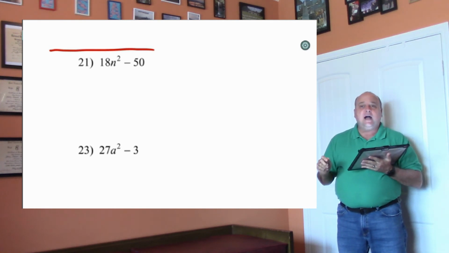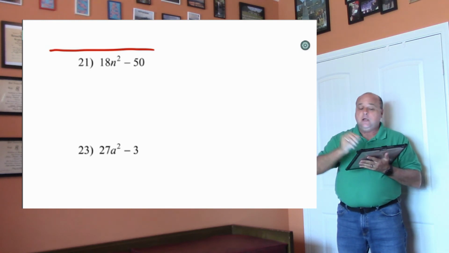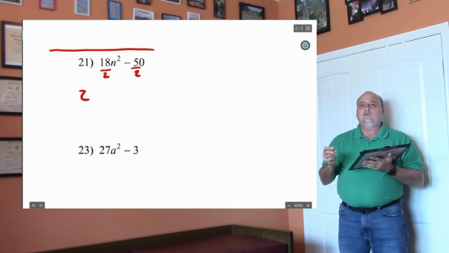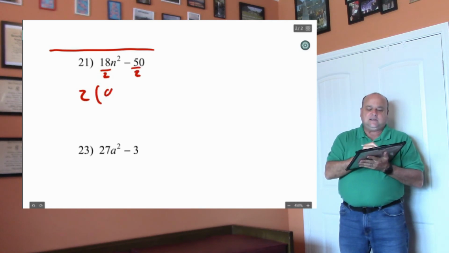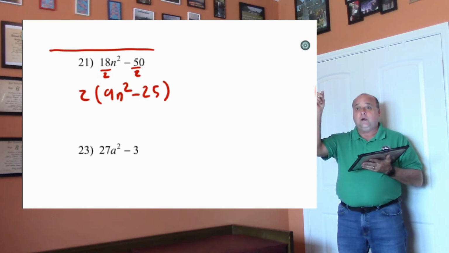18 and 50 are not perfect squares, are they? But they're both even, aren't they? So I could factor out a 2, can I? They both divide by 2, don't they? That's going to give me 9n squared minus 25, right? Ding, ding, ding. And now I have perfect squares, don't I?